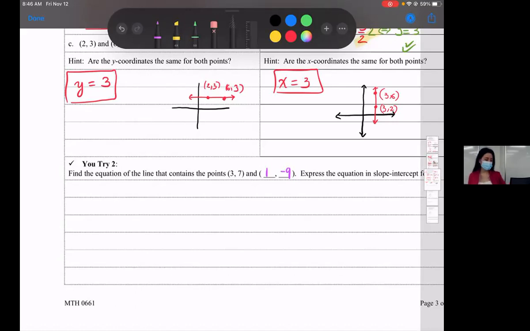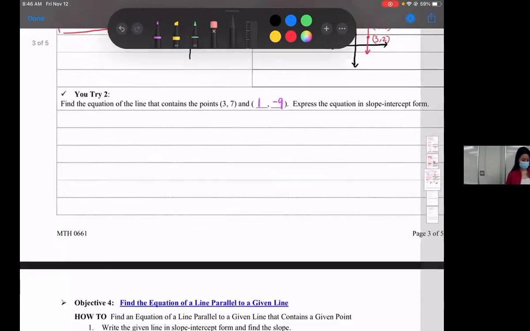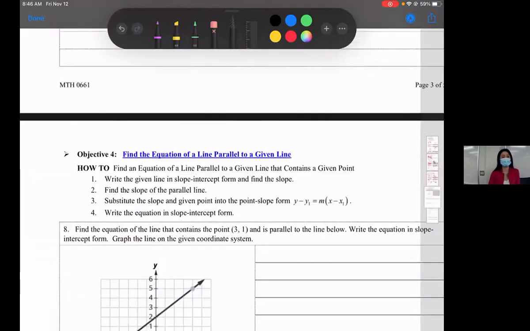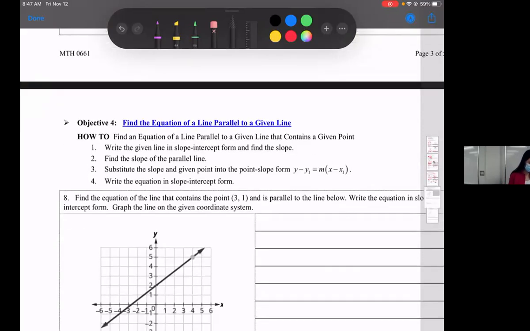All right, so I guess everybody's done. Now, objective 4 is find the equation of a line parallel to the given line. So I don't give you anything. All I'm saying is that the line I'm looking for is parallel to a given line, right? So they give you an equation essentially. So how do I do that?